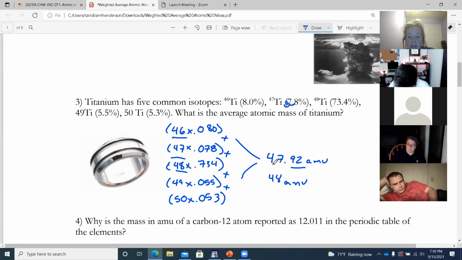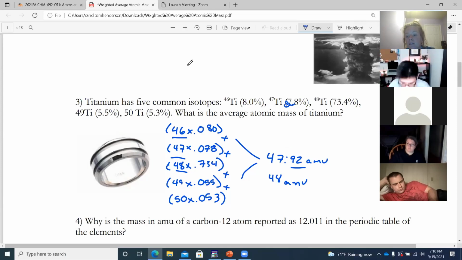And so what is this saying? It's saying our mass is slightly less than 48, which makes sense, right? The majority of it is 48, and the 2 lighter ones are in a slightly bigger percentage than the 2 heavier ones, right? These are in the 7 and 8%. This is in the 5%. So we're leaning a little bit more towards the lighter side, which is represented in the number here.